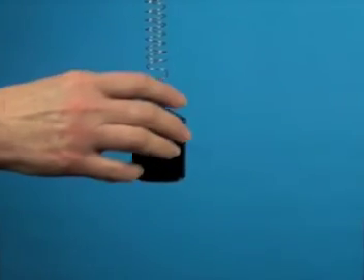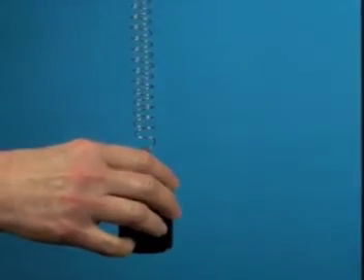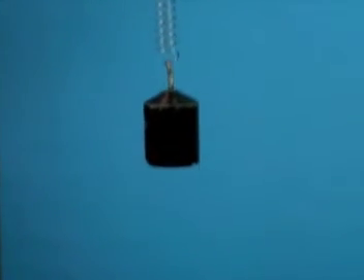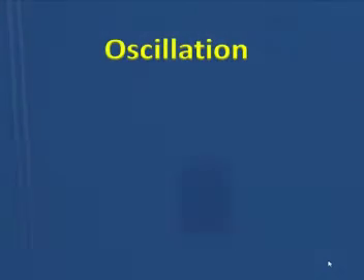Here's our mass on a spring, and we're going to set it in motion. I'm going to cause an extension, and now we have this vibrating motion. This is called a simple harmonic oscillator, and it's simple harmonic motion because of Hooke's law.